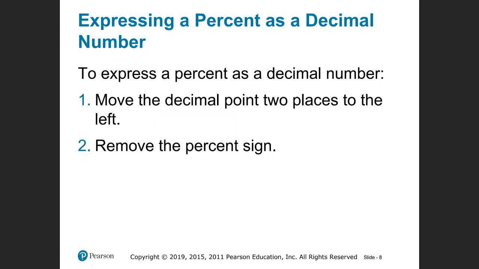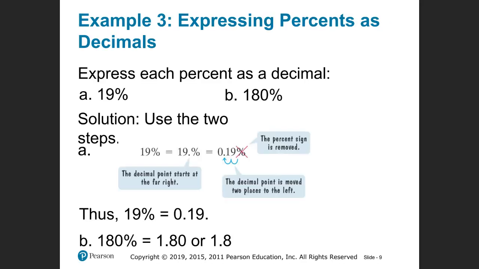Expressing a percent as a decimal. Move the decimal point 2 places to the left and take the percent sign away. Example, we want to express each of these percents as a decimal. So for 19%, we're going to add the decimal point at the end of 19, like I just explained. Take the percent sign away, and then move your decimal point 2 places to the left. So 19% is equal to 19 hundredths.